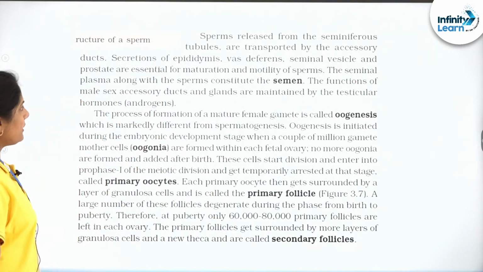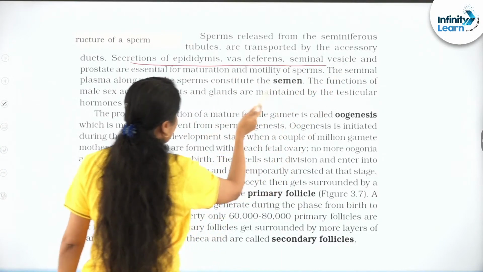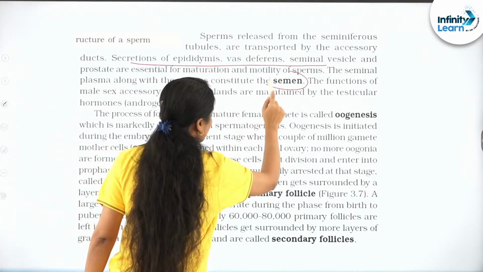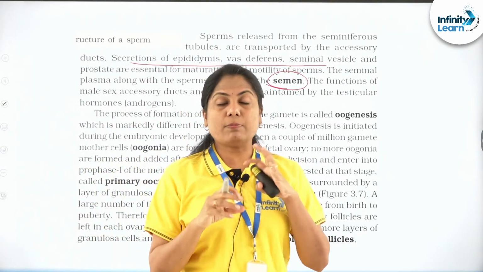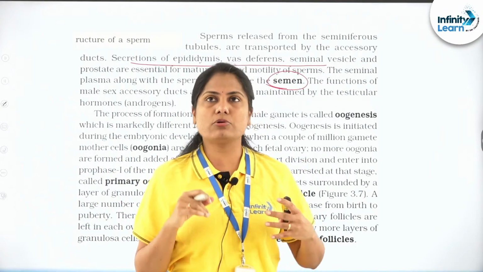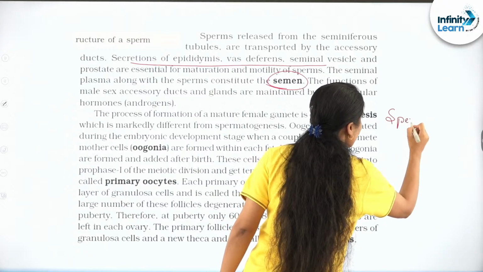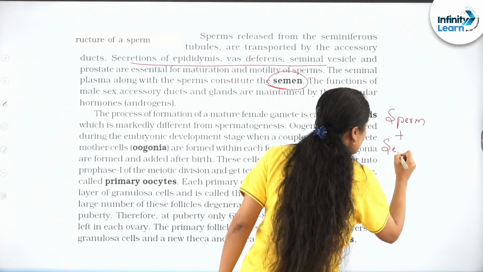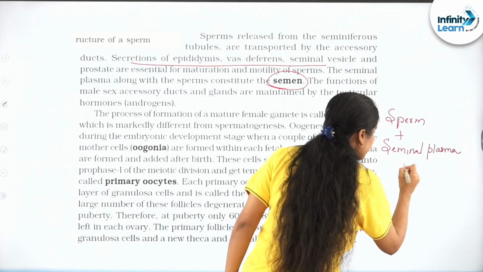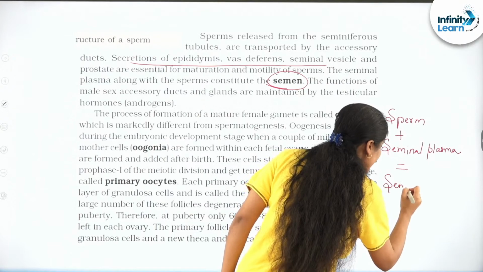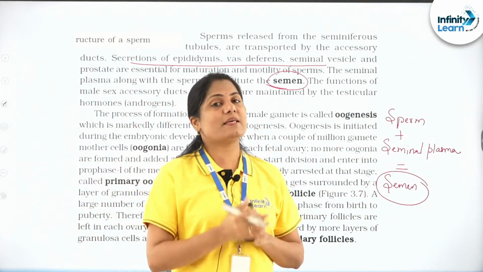The sperms that are released are transported through the accessory ducts with the secretions of the epididymis, vas deferens, seminal vesicles, and what does it form? Semen. These are simple words, okay, but if somebody asks for the difference, suddenly you worry about what this actually is. So the sperm plus the seminal plasma put together is what is called semen, right? So semen is sperm plus the seminal plasma.